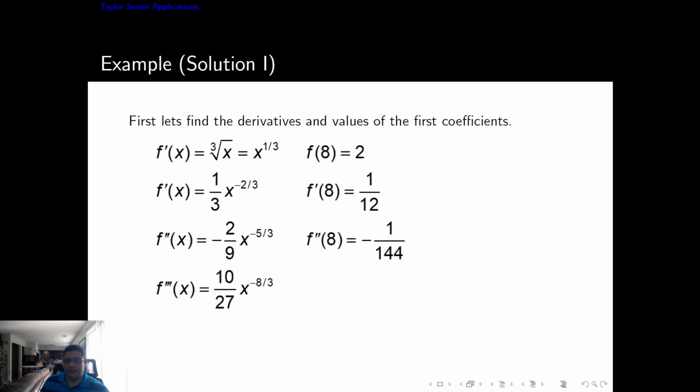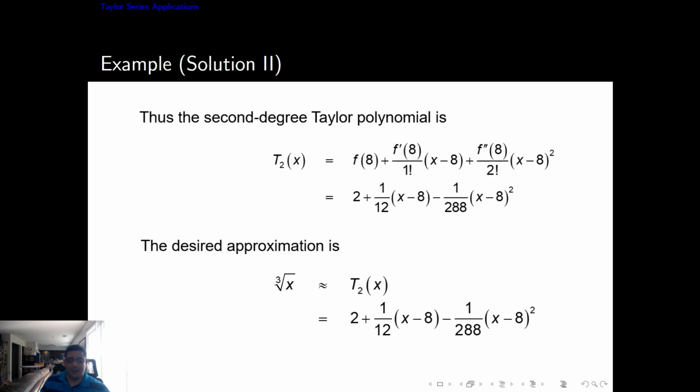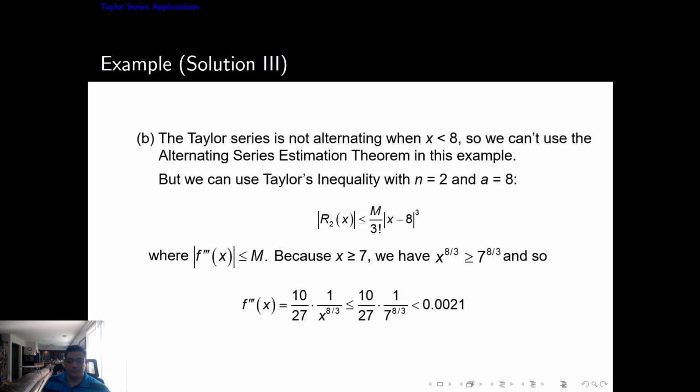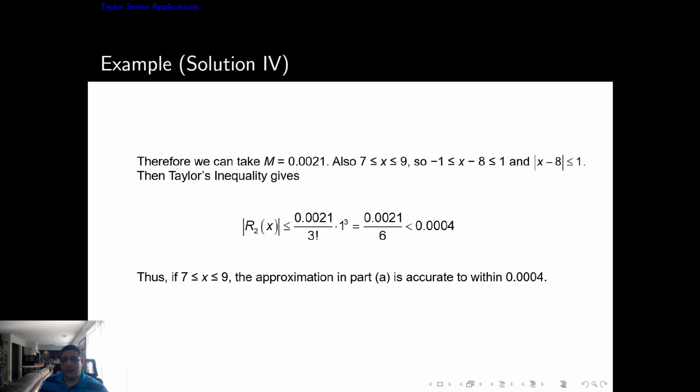And so taking into account that I know that the derivative is 10 over 27 times x to the minus 8 thirds, then I'm going to flip around those values. And then I'm going to have that in general, f triple prime is going to be less than 10 over 27 times 1 over 7 to the 8 thirds. And so that's going to give me that f triple prime is going to be less than 0.021. So it's giving me an upper bound for the third derivative. Now, once that we have this value, then I can just plug it here. And I'm going to have a very specific bound that I can use.